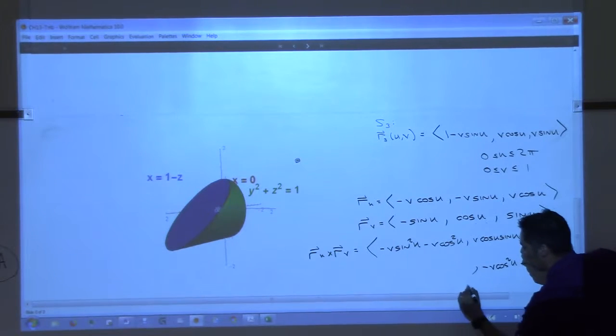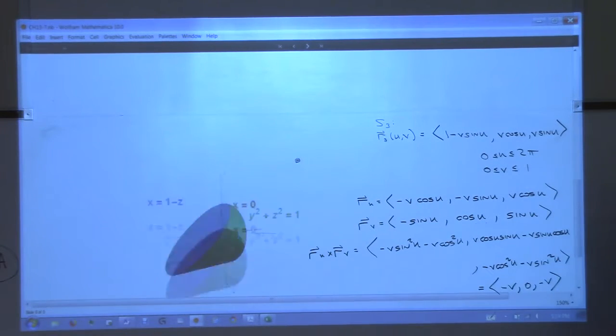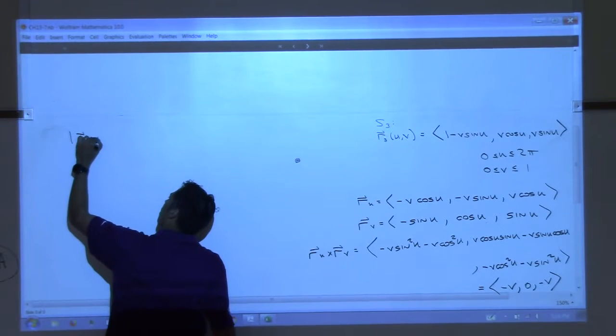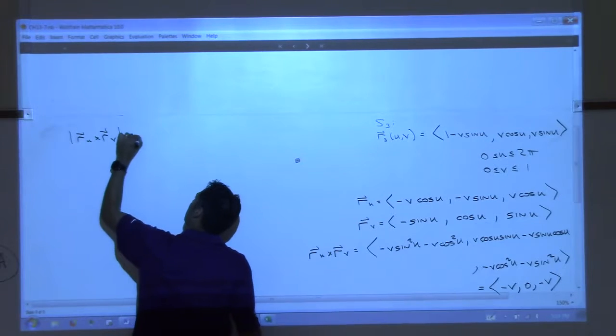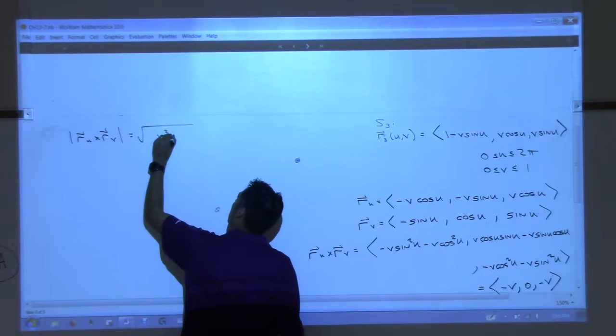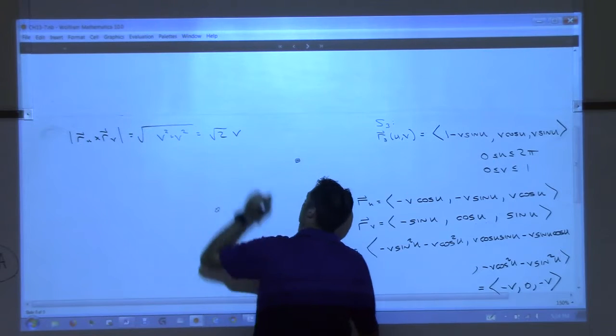So at the end of this, we get a pretty nice vector. Negative v, 0, negative v again. So really not a bad vector to be looking at here. And then we have to take the magnitude of that. So what's the magnitude of that vector? Yeah, so the magnitude of r_u cross r_v is the square root of, basically, v squared plus v squared, which is going to be root 2 v.